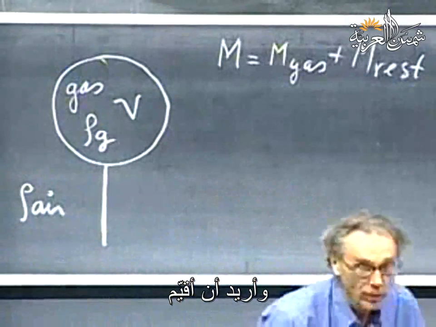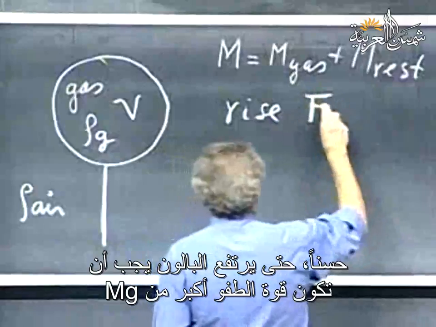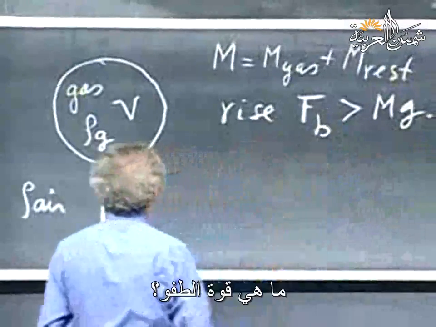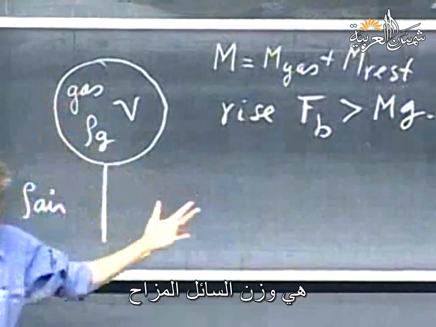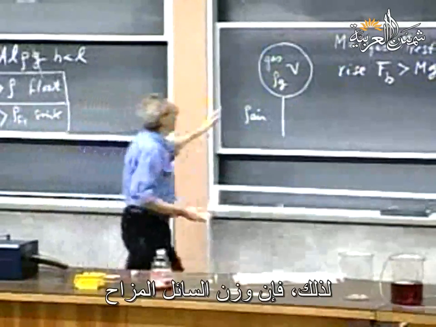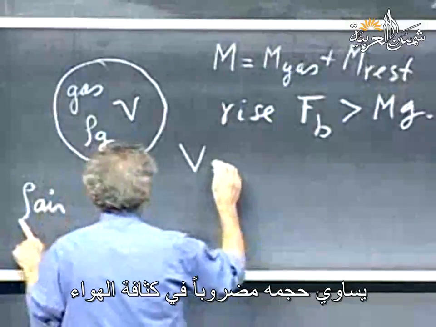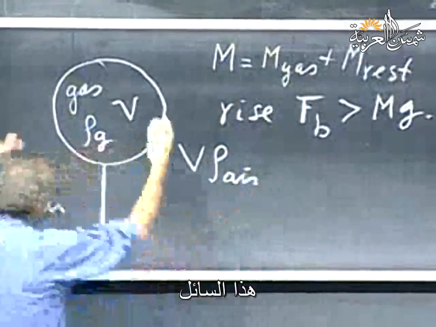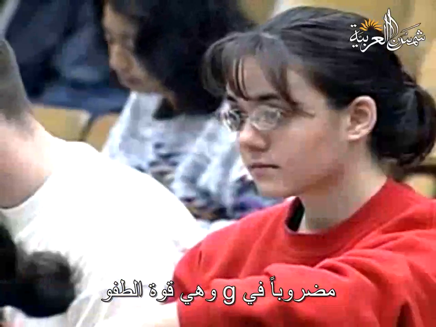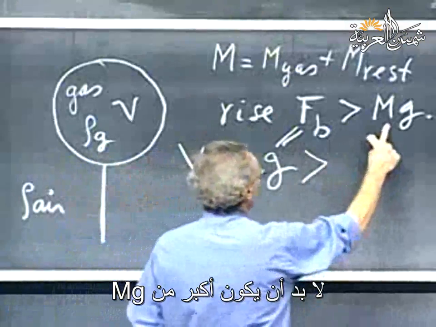And I want to evaluate what the criterion is for this balloon to rise. Well, for it to rise, the buoyant force will have to be larger than mg. What is the buoyant force? That is the weight of the displaced fluid. The fluid in this case is air. So the weight of the displaced fluid is the volume times the density of the air, that's the fluid in which it is now, times g. That is the buoyant force. That's the weight of the displaced fluid. Has to be larger than mg.